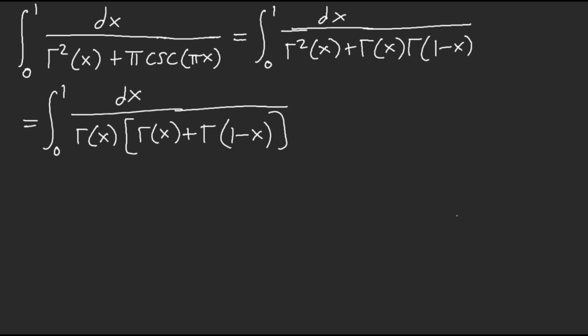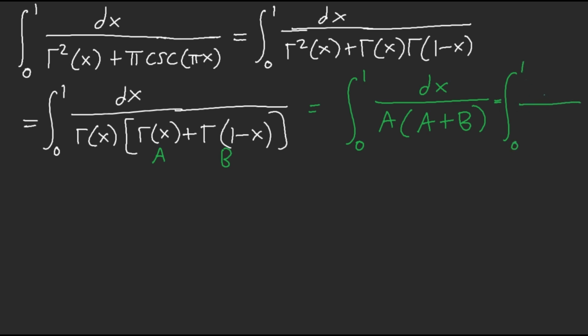Okay? Now, here, I want to label this. Let's label this A and label this B. You already know where this is going, right? This is now equal to the integral from 0 to 1, we have dx, we have A times A plus B. Right? If we use King's rule, what happens? Then this becomes 1 minus x. So now we have B over A plus B.